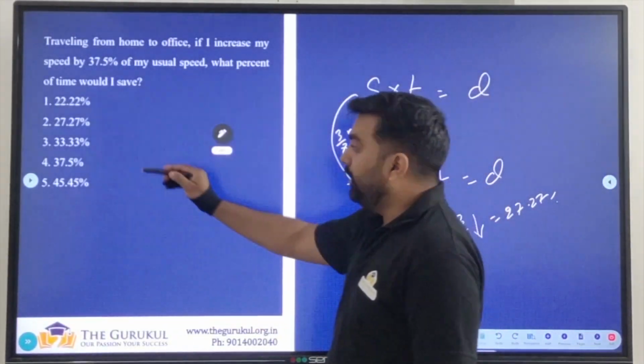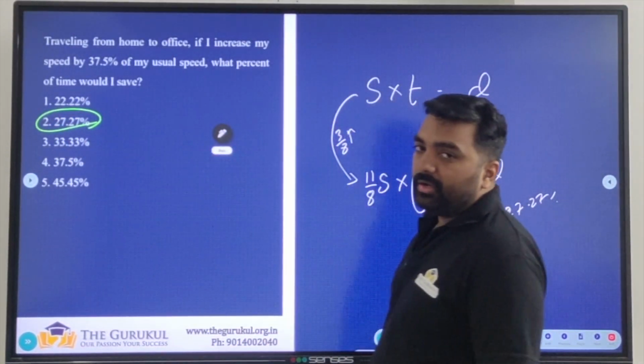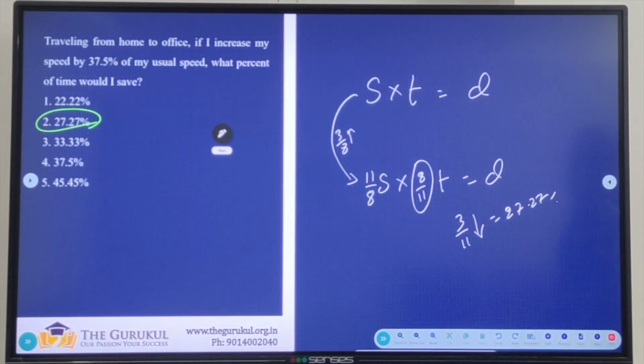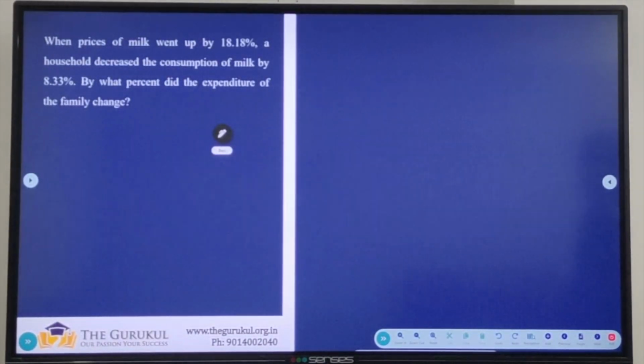Option 2. If denominator is 11, you will get 9 multiples. Denominator is 9, you will get 11 multiples. This is the standard application of whatever we are going to do in speed, time and distance. So speed, time and distance also we will get percentages questions. Next.